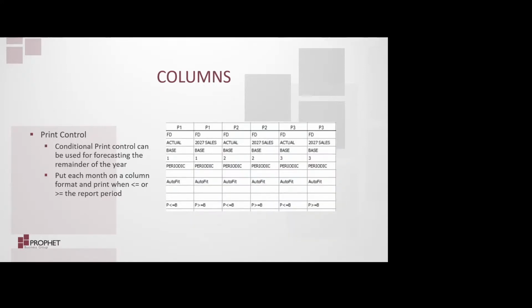Moving to columns, one feature is that you can use conditional print controls. Conditional print controls allow you to say that the period is less than or equal to, greater than or equal to, etc., the current period of the report. This can be used for things like forecasting, where we can look at any period in the current year and the system will have a look to see what the report date is and compare it to the column that's being used.